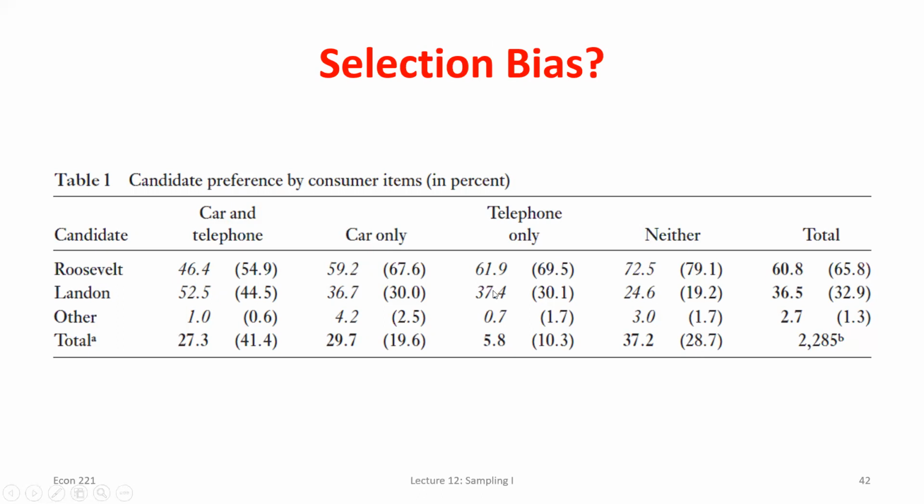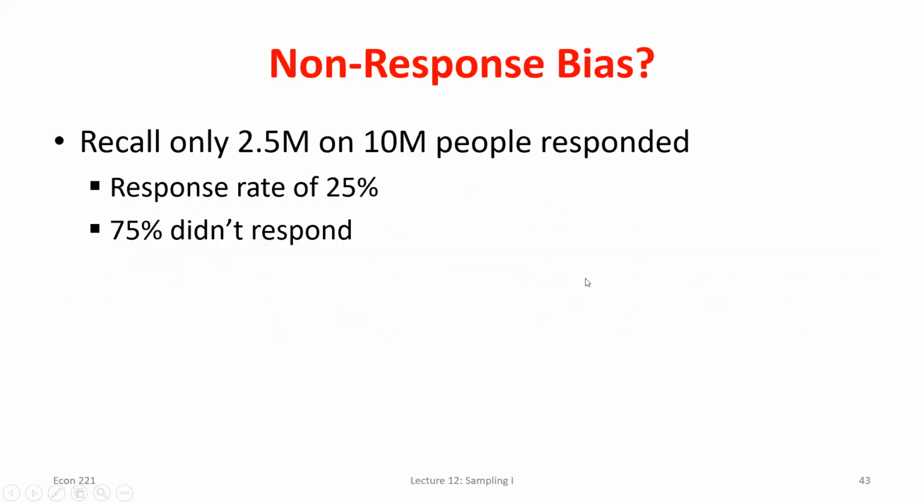People who only own telephones, same kind of idea, only 37% voted for Landon. And neither here, we can see 73% of those people voted for Roosevelt. So it's this idea that because they built their list so that people had to own both a car and a telephone, they ended up with a result that didn't look like what the population mean was, or what the population would have resulted in, okay?